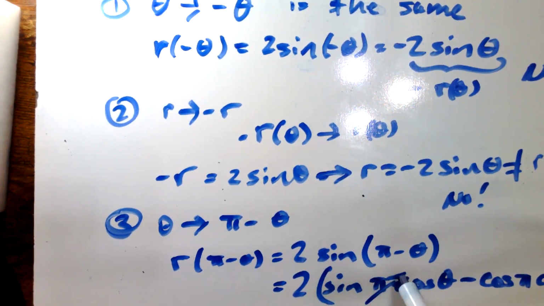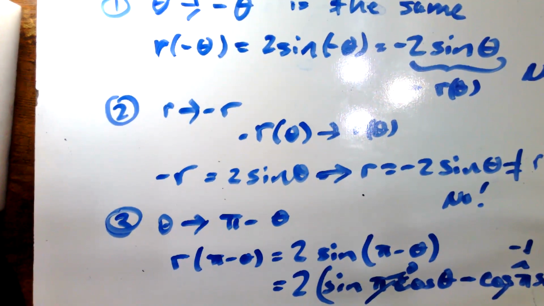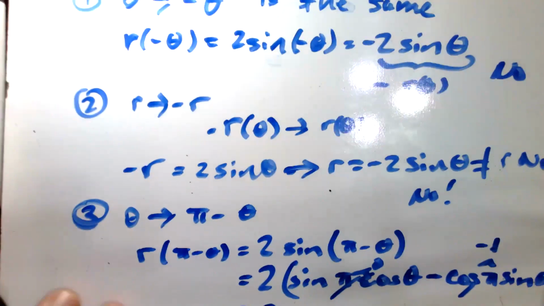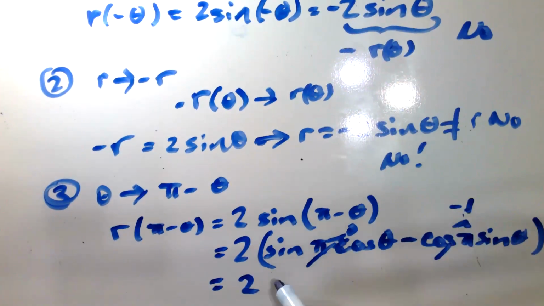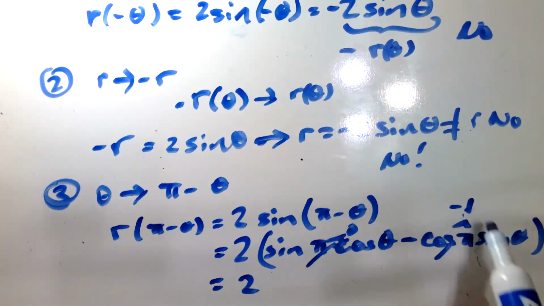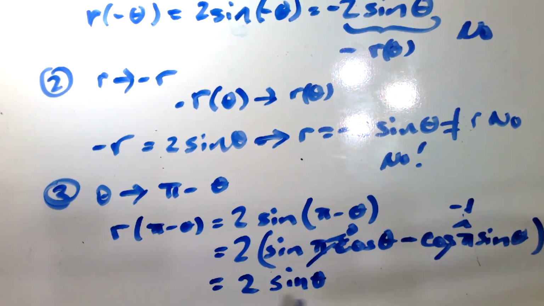So sine of pi goes to 0. Cosine of pi is negative 1. So this is going to equal 2 times a negative times a negative, which makes a positive, and that should be sine of theta. I think I was saying cosine at the time when I wrote that. Sorry, that is sine of theta there. So the negative and the negative are going to cancel each other out, and you're going to have a coefficient of 1 on sine. So this is going to be 2 sine theta.